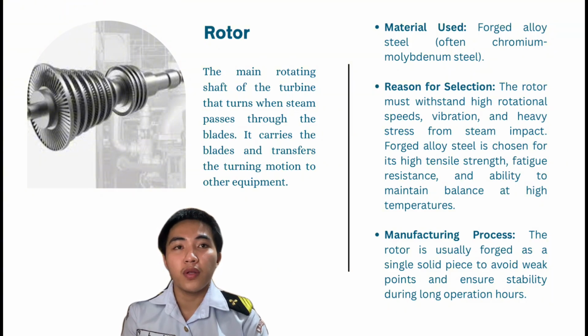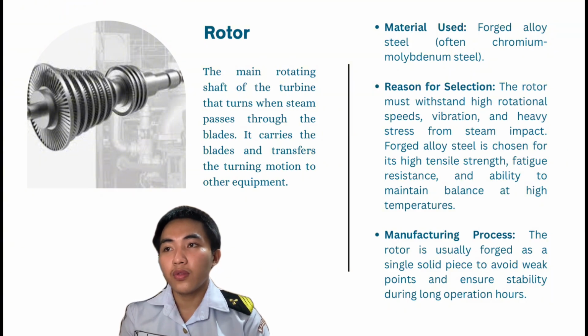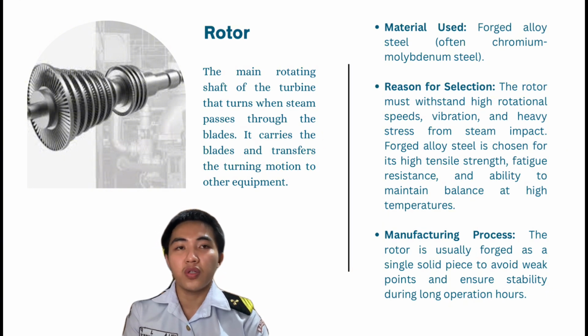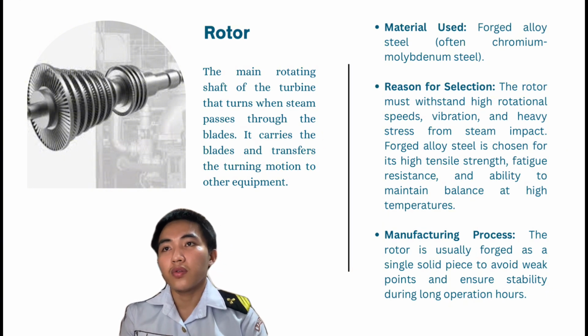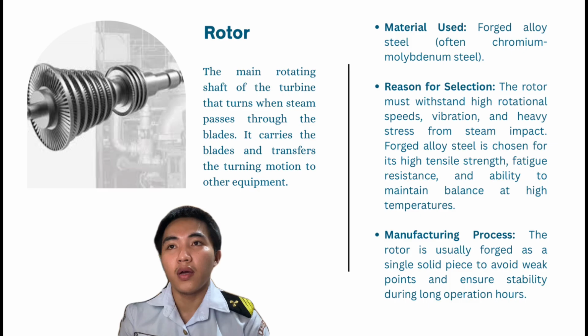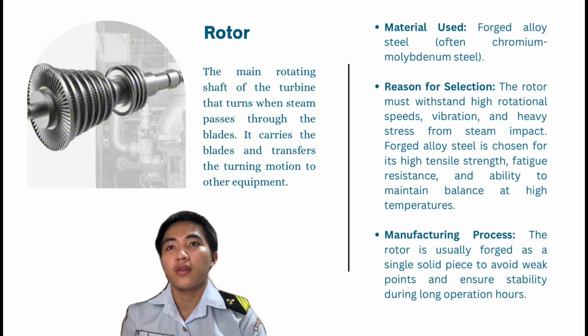Manufacturing process: the rotor is usually forged as a single solid piece to avoid weak points and ensure stability during long operational hours. So the rotor is the part that spins inside the turbine. It carries the blades and sends power to other machines. It is made from strong steel, so it won't break or shake too much when turning fast.